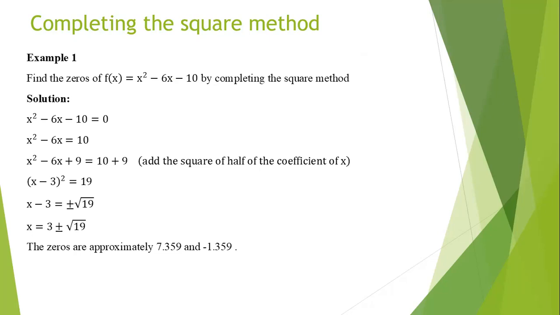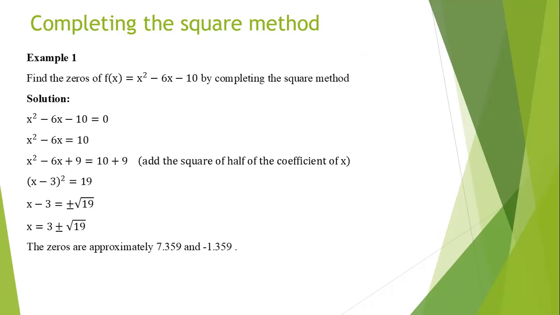Then I'm going to have ax squared plus bx equals c. That is the first step. If I apply the same thing to this question, I want to find the zeros of x squared minus 6x minus 10 by completing the square method. The first step is to transfer the constant term. The constant term here is what? It is 10. If I transfer it, I'm going to have x squared minus 6x equals 10. That is the first thing that I'm going to do.